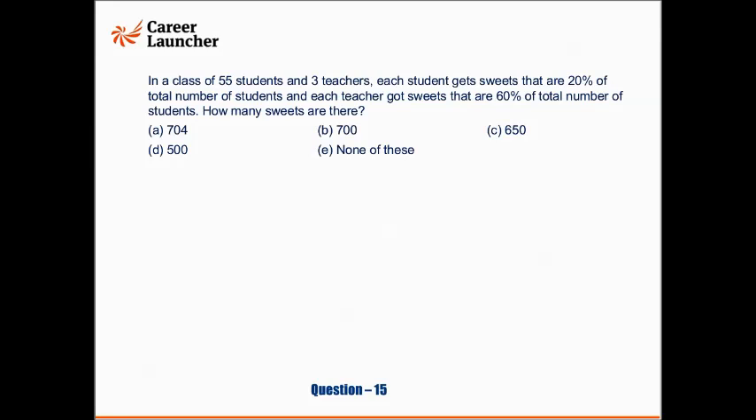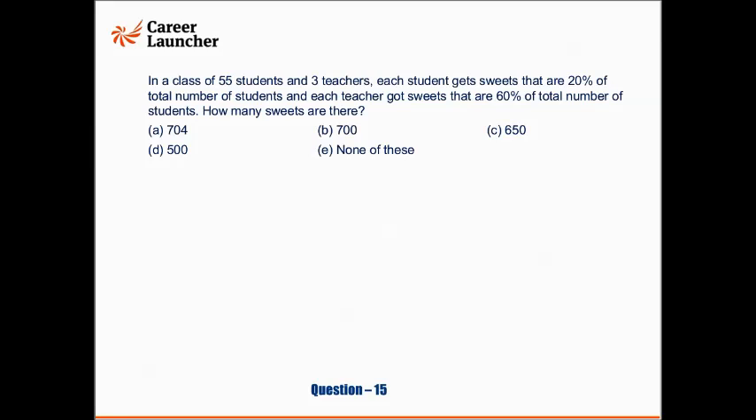My next question is, in a class of 55 students and 3 teachers, each student gets sweets that are 20% of total number of students, and each teacher got sweets that are 60% of total number of students. How many sweets are there? See, students, total students are 55 and teachers are 3.